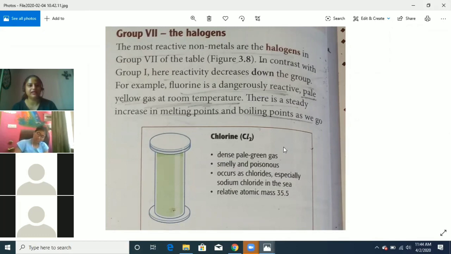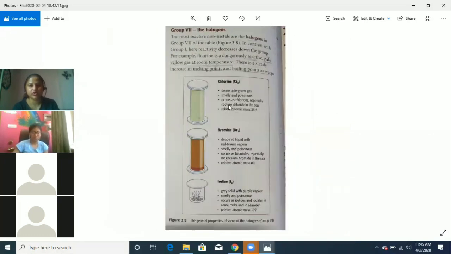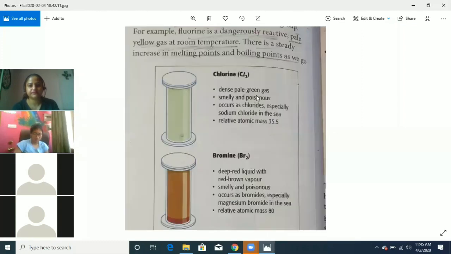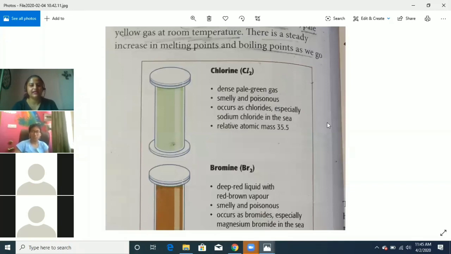So fluorine is the most reactive non-metal in the periodic table. Fluorine is dangerously reactive. It has pale yellow color. And as you can see in the picture, chlorine gas has this pale green color. Okay, it is smelly, and thus chlorine is poisonous. And chlorine generally occurs in the form of sodium chloride in the sea.